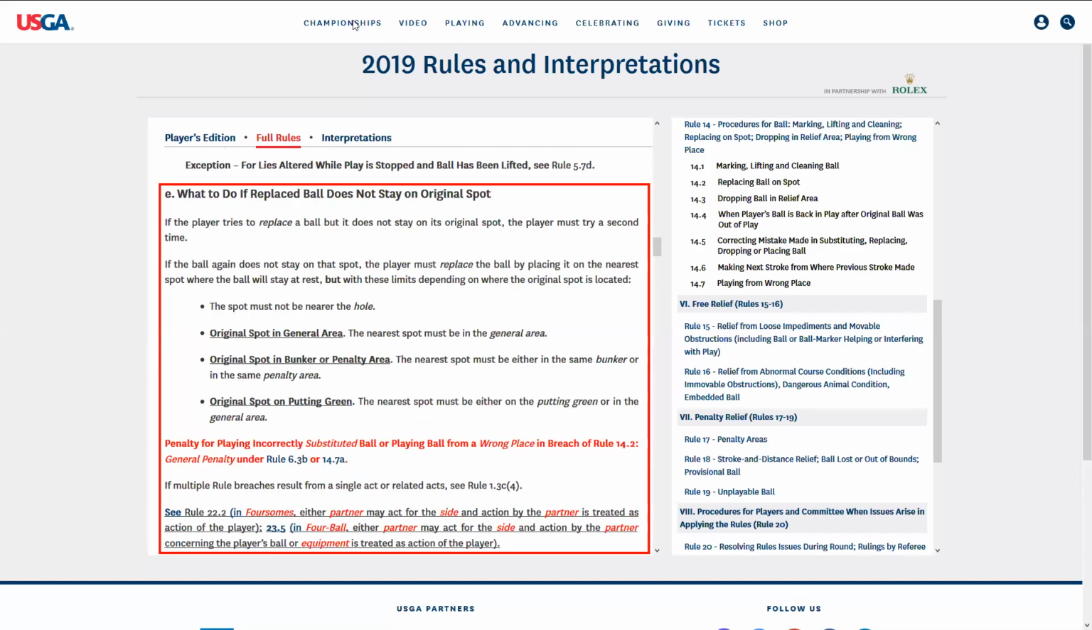14.2e. What to do if replaced ball does not stay on spot. If the player tries to replace the ball, but it does not stay on its original spot, the player must try a second time. If the ball again does not stay on the spot, the player must replace the ball by placing it on the nearest spot where the ball will stay at rest, but with these limitations. If the ball's in the general area, you got to stay in the general area. If it's in a bunker or penalty area, you must stay in those areas. And if it's on a putting green, the nearest spot may be on the putting green or in the general area. So that's it. Yeah, Gary.